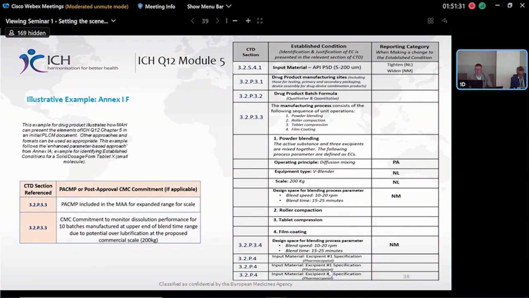This is what a PLCM looks like. So if we go back to our last example of the diffusion blender, we can see here you have the CTD section where the established condition is contained. You have the established condition defined, and then in the last column, whether a change to this established condition would trigger a variation and what category of variation it would be.